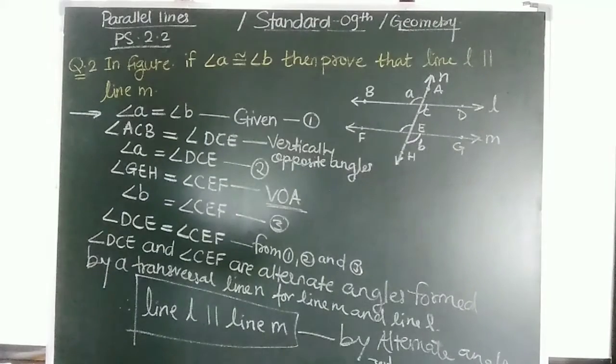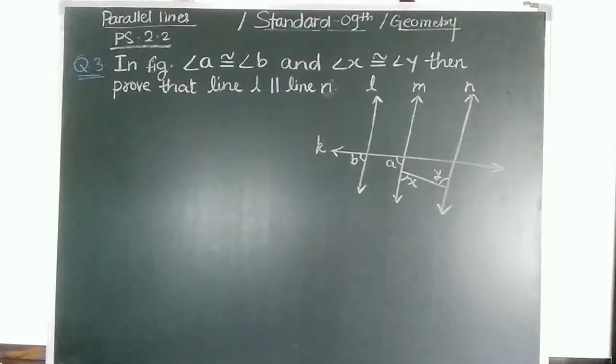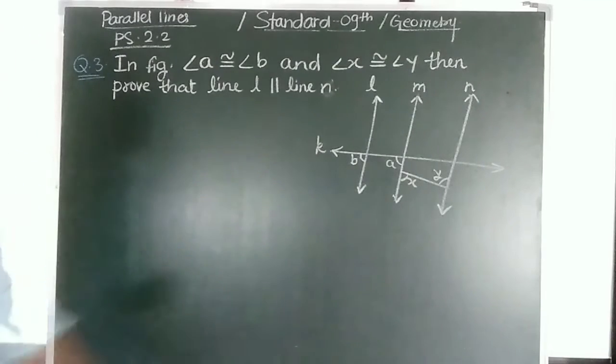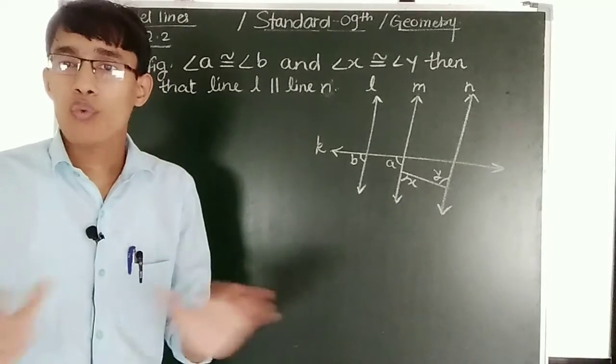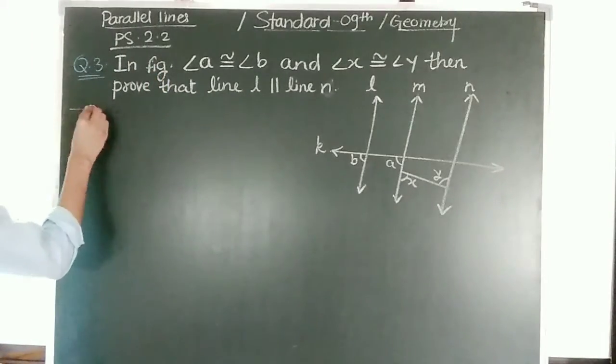Now we will see question number 3. Question number 3 is: a figure is given where angle A and angle B, both the angles, are congruent, and angle X and angle Y are again congruent to each other. Line L, M and N are given to us. All these three lines have a transversal, that is line K. What we have to prove is that line L is parallel to line N. How can we prove that? Let us have a solution to it.